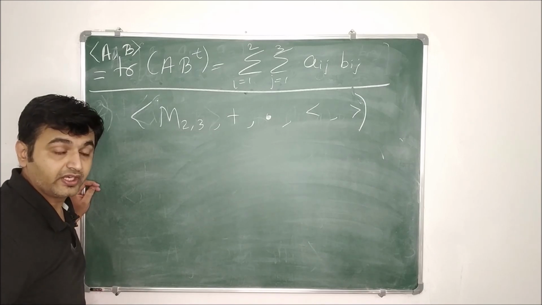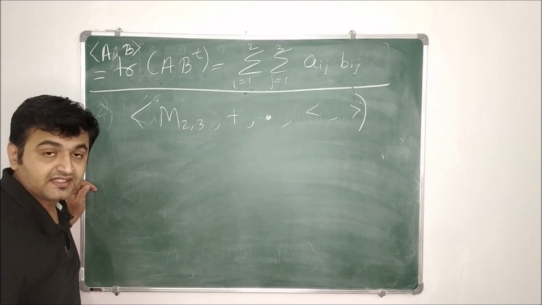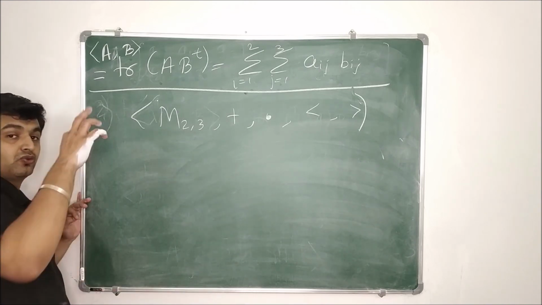So whenever you are able to define an inner product on a vector space, then such a space is called an inner product space. Okay, cool. Now let's jump to our initial question.